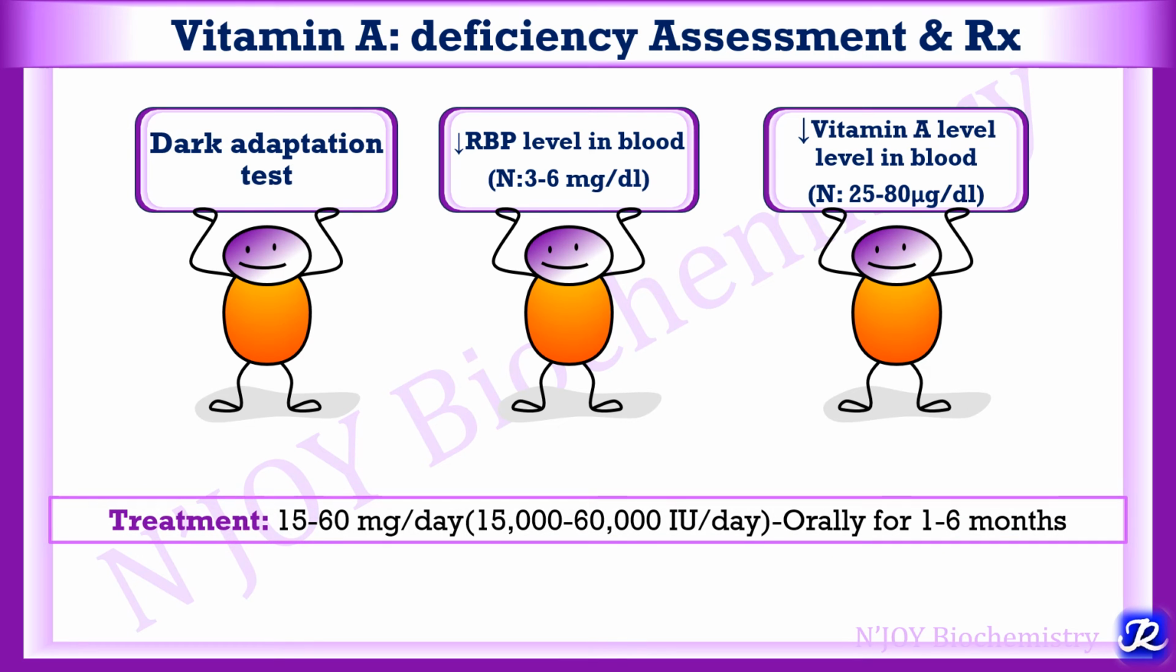The treatment of vitamin A deficiency includes 50 to 60 mg per day or 50,000 to 60,000 international unit per day in the form of oral capsule for the period of 1 to 6 months depending on the severity of deficiency.